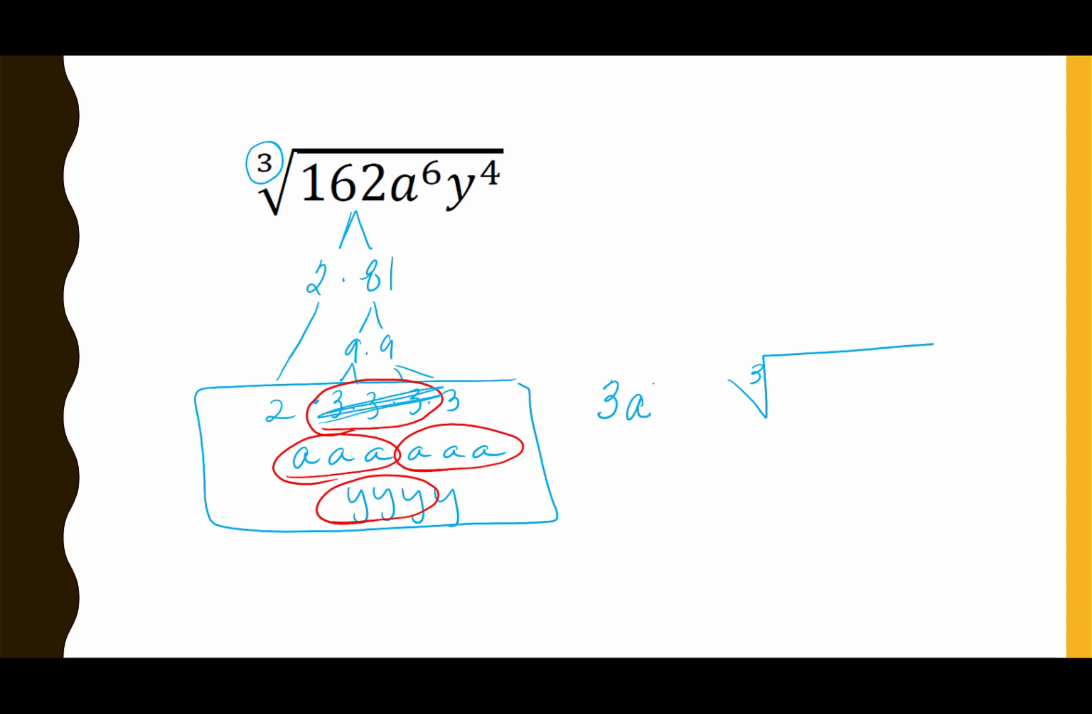We are going to put an A with an exponent of 2 to represent those 2 groups, and then a y. Next, I want you to recognize what did not have a group of 3. What did not have a group of 3 was a single 2, a 3, and a y. 2 times 3 times y is 6y, and that's your final answer.